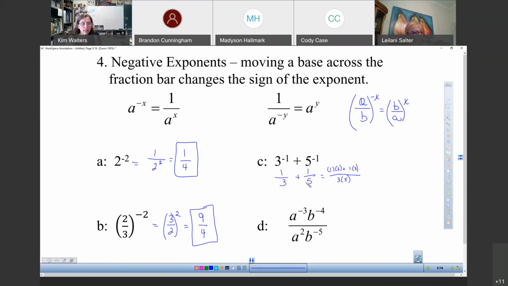So I take this times this number and this times this number. And so that's then going to give me 5 plus 3 over 15. And my final answer is going to be 8 over 15. And that is my final answer. That was not so bad.